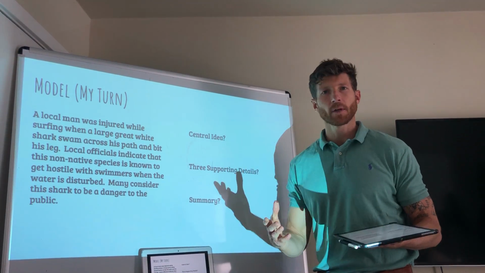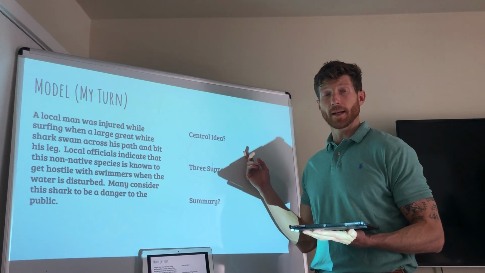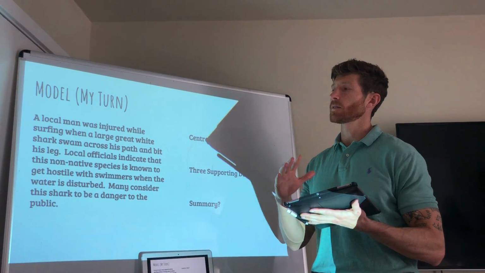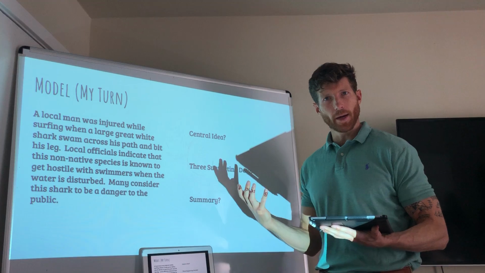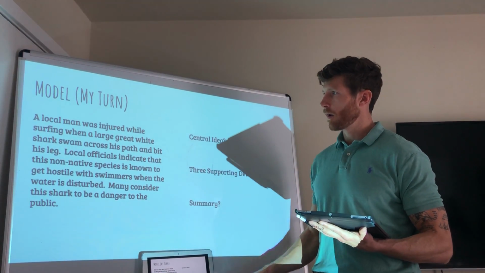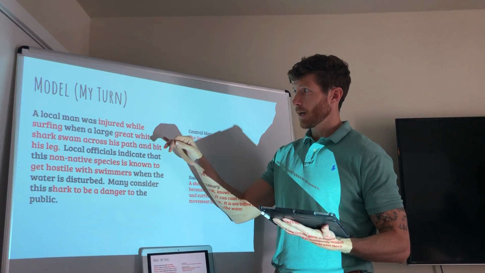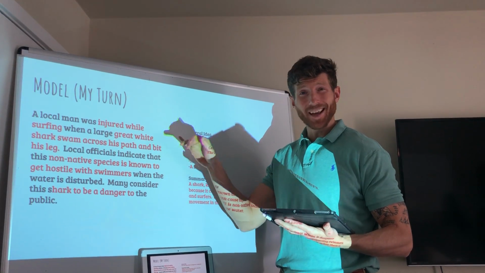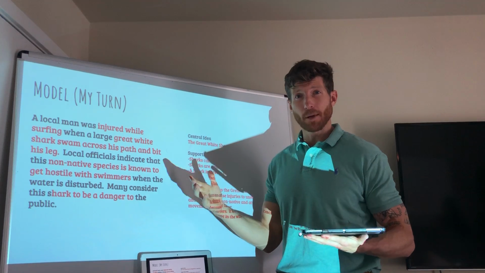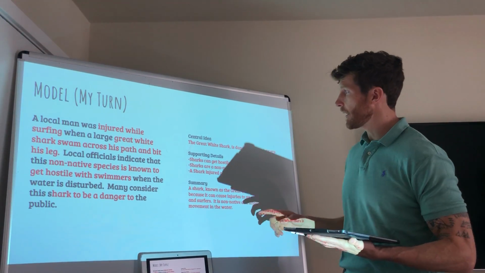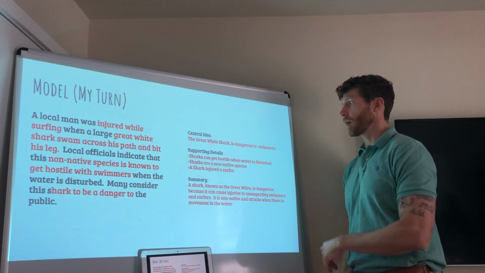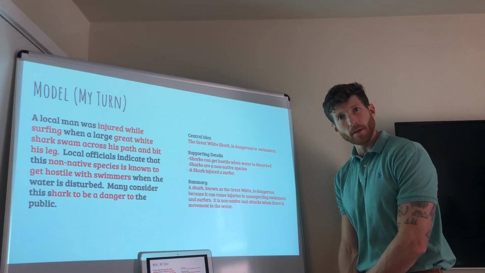So, first thing I'm going to do is think about my central idea. Now, the central idea is what the text is mostly about, okay? Now, I know from annotating that it's mostly about great white sharks and how dangerous they can be to people in the water. So my central idea is going to be the great white shark is dangerous to swimmers.